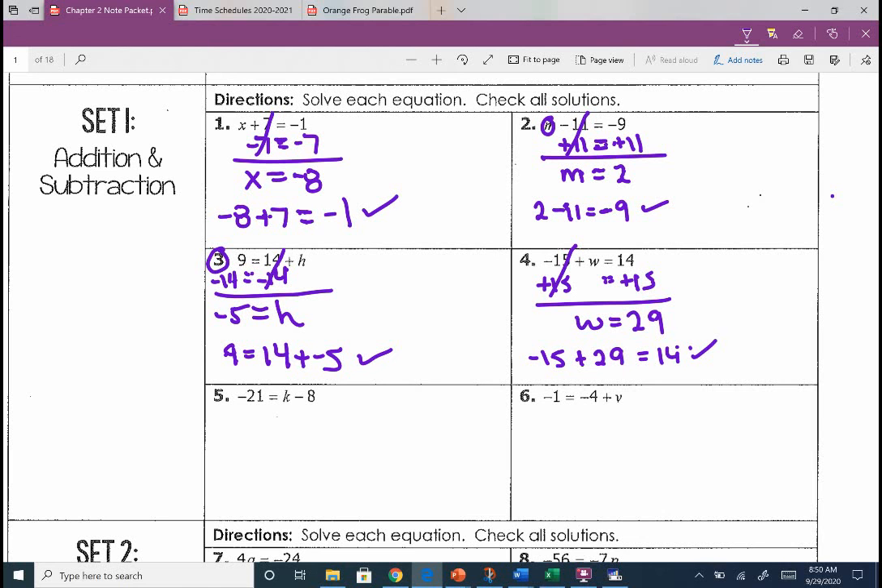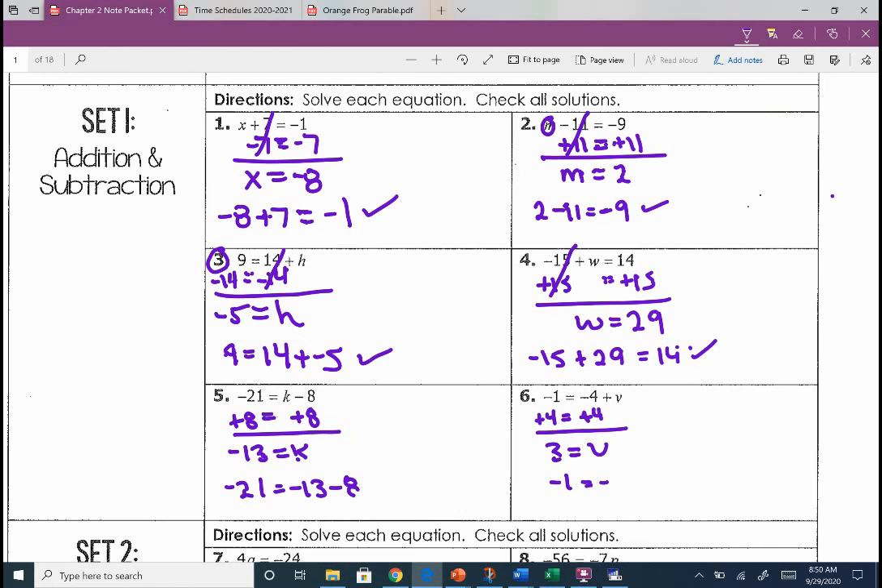Number 5. Number 5 looks great. To undo subtraction, we do addition. And we get negative 13 equals K. How many more? And then number 6, the inverse of negative 4 is positive 4. So we get 3 equals V, negative 1 equals negative 4 plus 3. It checks out.